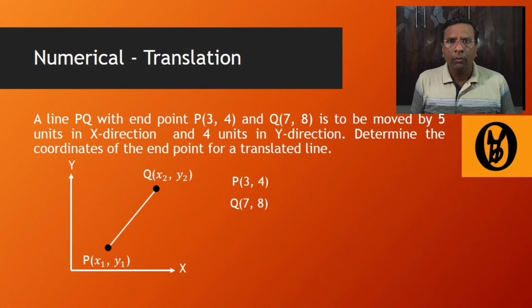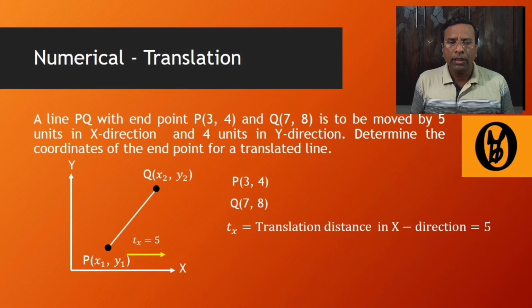So in this case, we are given one line having endpoints 3, 4 and 7, 8, and this line is translated, or we can say moved, by 5 units in x direction and 4 units in y direction. So after this displacement of the line from its original location, what are the coordinates of the line's endpoints? We are interested in finding that. So this is the given data. We are given the coordinate of point P and the coordinate of point Q.